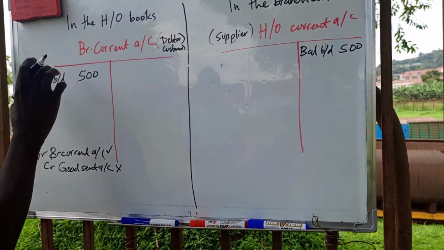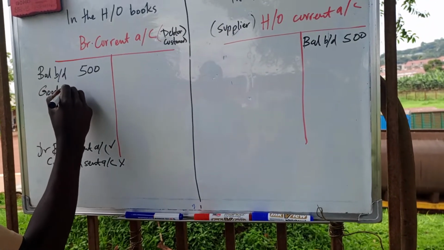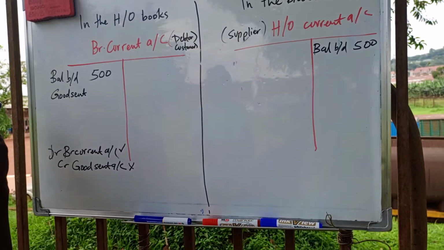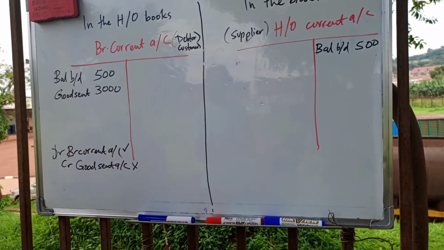So this is the branch current account. I debit it with goods sent, which was 3,000. So that transaction is done.